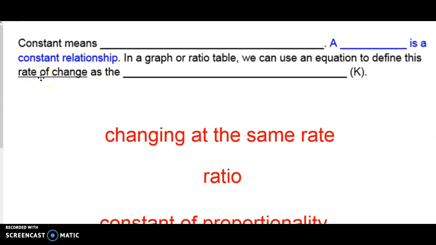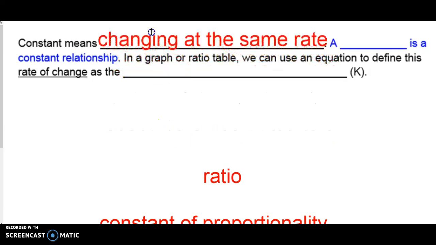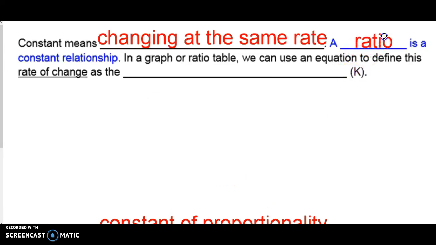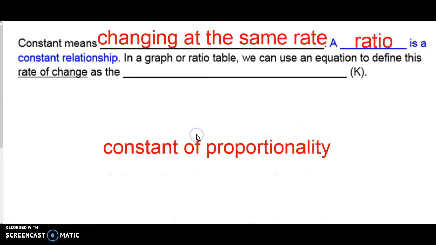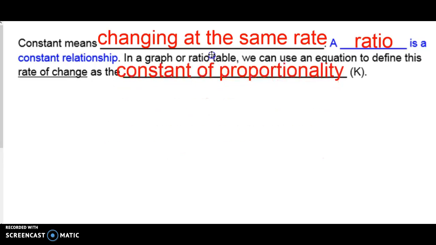So now, class, we're going to take a few notes. Constant means changing at the same rate. We've been talking about ratios, and we know that a ratio is a constant relationship. In a graph or ratio table, we can use an equation to define this rate of change as the constant of proportionality. And then in your notes, I'd like you to circle K.